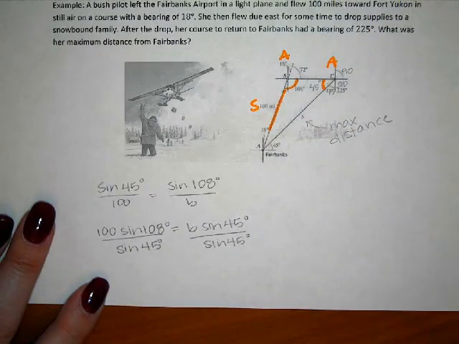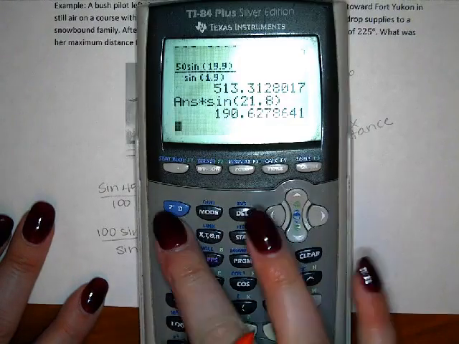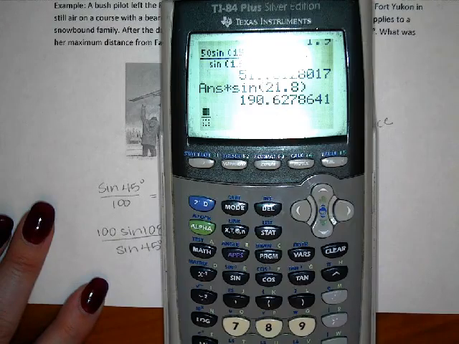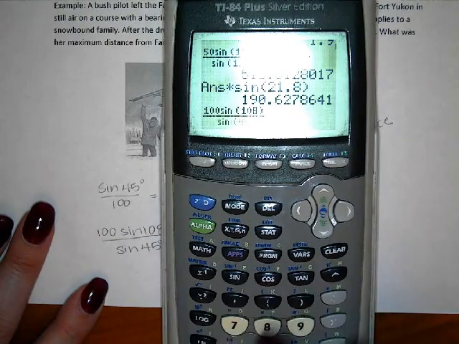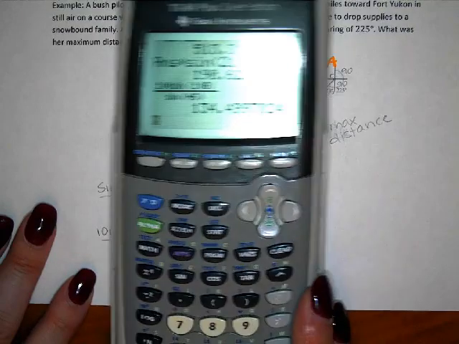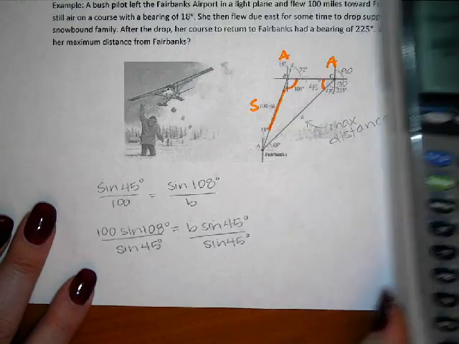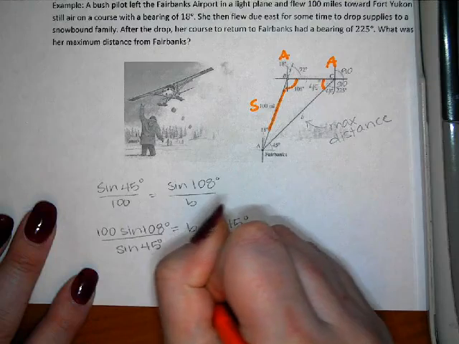B is approximately 134.5. And what were the units? Miles. So the furthest away that she was, her maximum distance from Fairbanks, was approximately 134.5 miles.